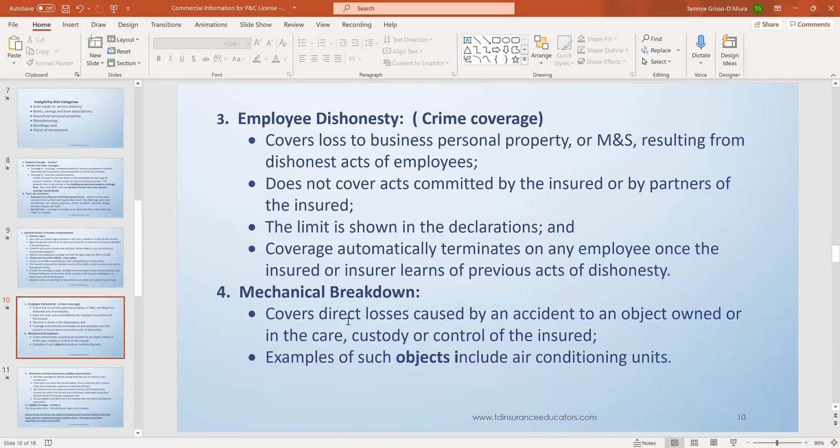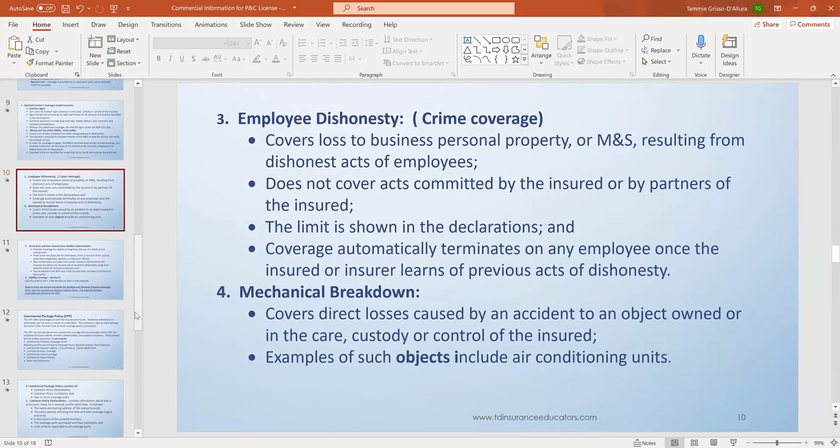And then the last one is mechanical breakdown. Again, even if you have a tenant, your tenant may be responsible for their heating and air conditioning systems. And these are called objects. And we're going to talk more about those when we get into that commercial property form with Buller Machinery.